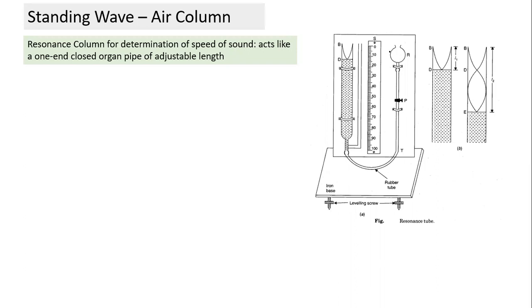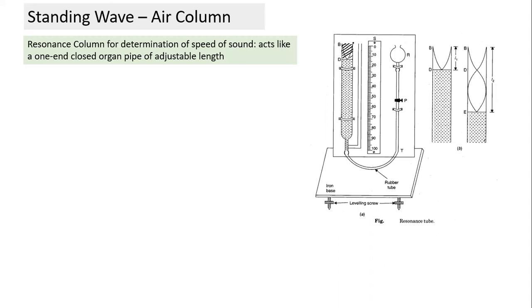So using the external reservoir, we can adjust the level of water by pouring more water or taking the water out. This is a resonance column. It is used for determination of speed of sound. It acts like a one end closed organ pipe. Where is the air here? This part is water. Air is only in this part. This forms the air column. This is where the air is.